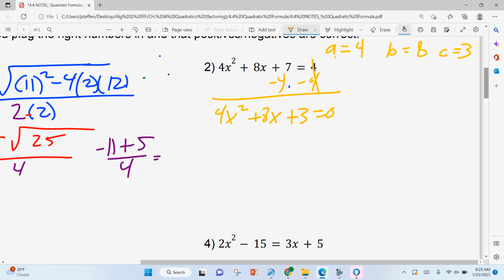Anytime we solve with quadratics, the methods we are using, it's got to be equal to 0. There's other methods where it doesn't have to be. We're not going to use those.